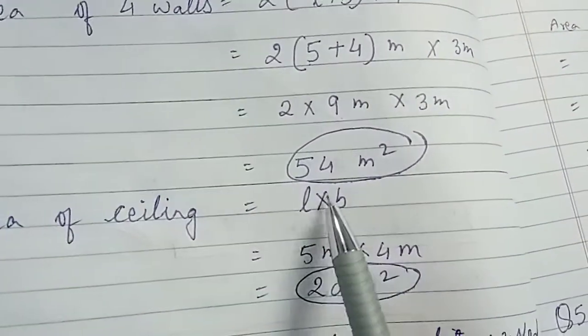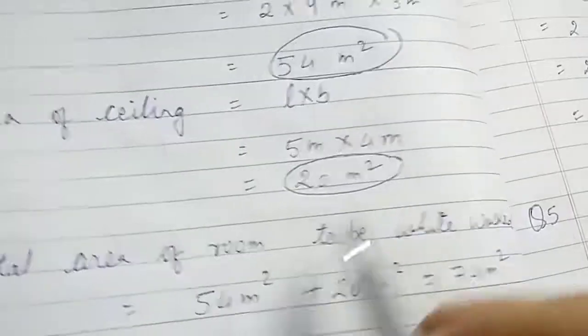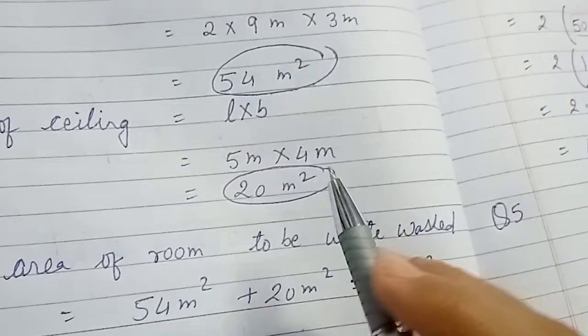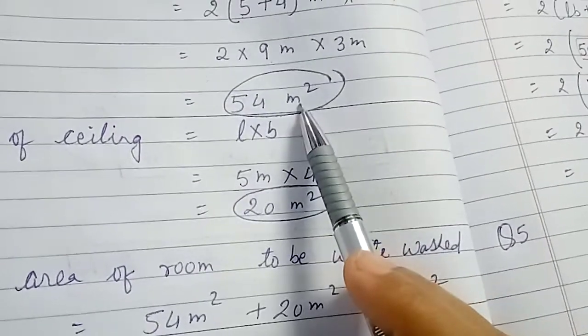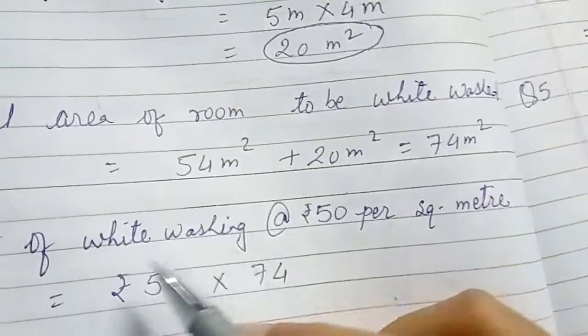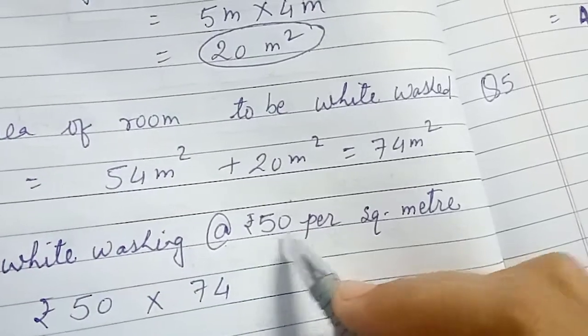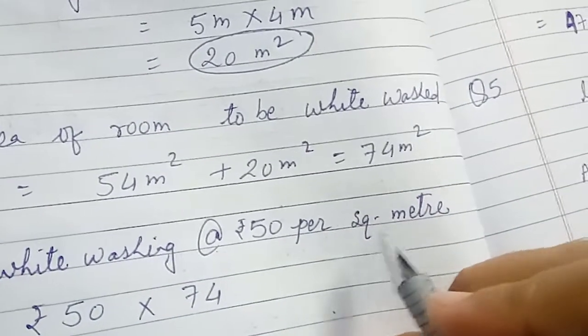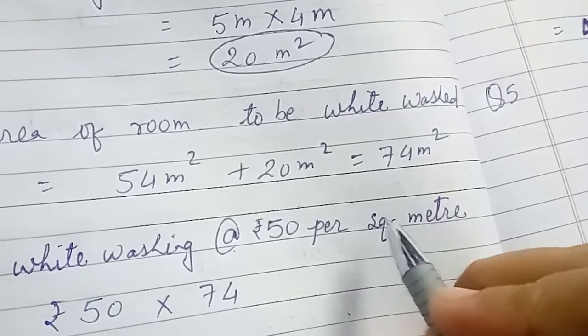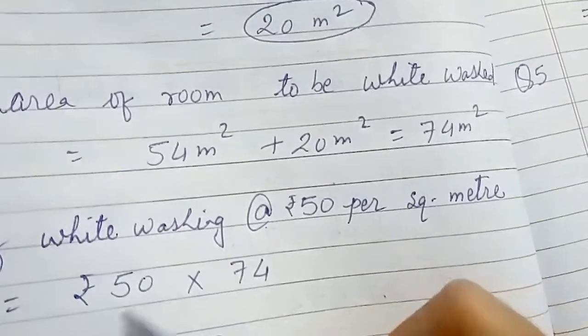Okay, so area of ceiling is L into B and values are given, 5 into 4. Then total area to be whitewashed is 74 meter square, all the 4 walls and ceiling. Got it? Then what is the cost of whitewashing? At the rate of rupees 50 per meter square, means for 1 meter square you have to spend 50 rupees. For 74 meter square, just multiply.